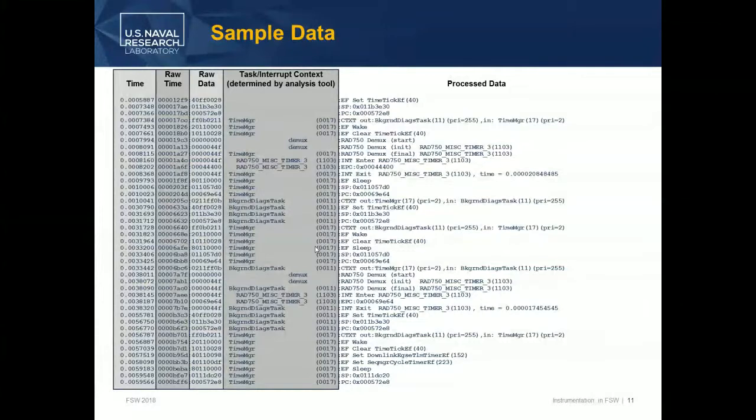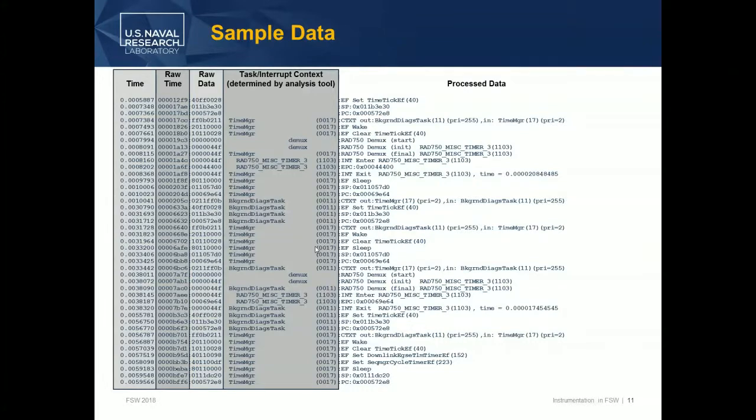This one here is a context switch. We have a background diagnostic task being swapped out for a time manager swapped in. So as the analysis tool runs through here, it can keep track of the state of your system to tell you which task you're in or if you're processing a particular interrupt. We have lots of things. These are our task signaling event flags.